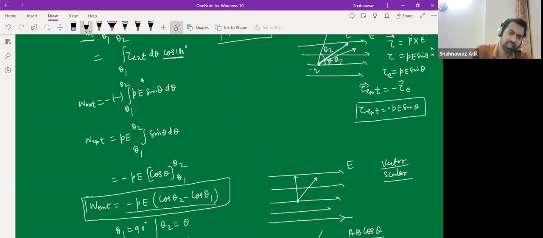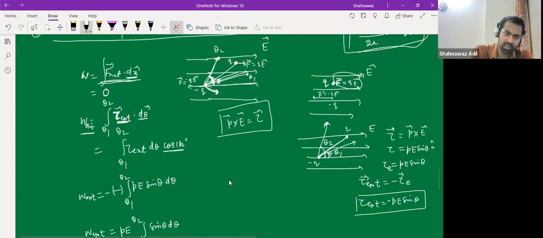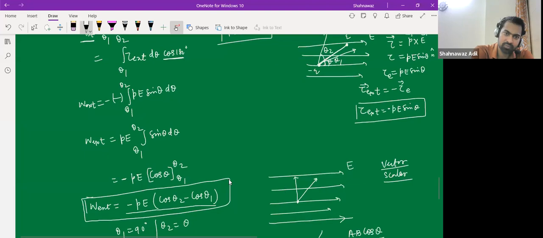The rest is the solving part, simplification. The idea is only this, that this work done would be due to this external torque, not some external force. So is this part clear to you now, Hafsa?